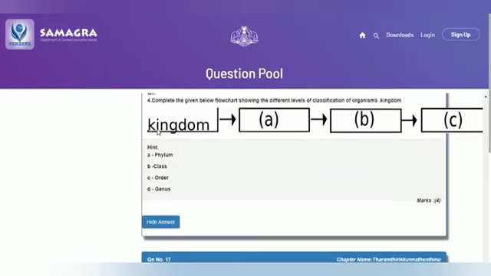Complete the given flowchart using the different levels of classification. Kingdom, then phylum, class, order, and genus.